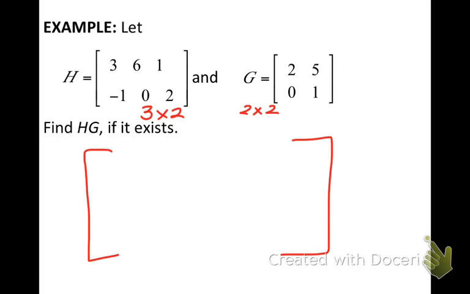So again, what I like to do, I have 3 rows, 2 columns. Remember, it's row by column. I like to set it up with my resulting matrix because it kind of helps me to see where it is that I'm going.